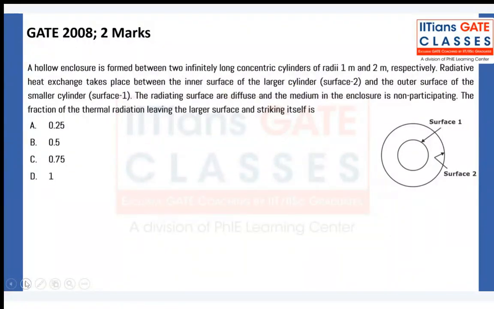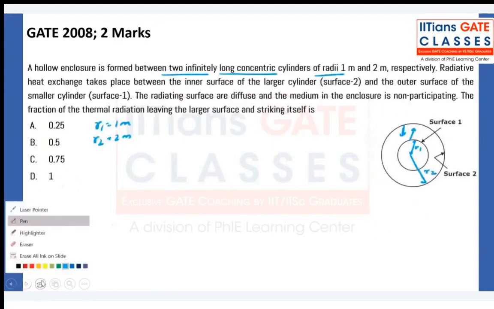Okay. So in concentric, you may neglect the area outside. Two infinitely long concentric cylinders of radii R1, surface 1. So this is R1. This is R2. R1 is equal to 1 meter, R2 is equal to 10 meters. Radiative heat exchange takes place between the inner surface of the larger cylinder and the outer surface of the smaller cylinder. Okay, so it is saying only here it is radiating. Inner surface of the outer radius and outer surface of the inner radius. That means there is no radiation either here or here.